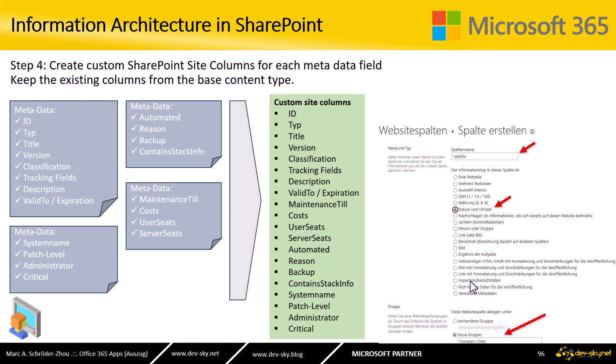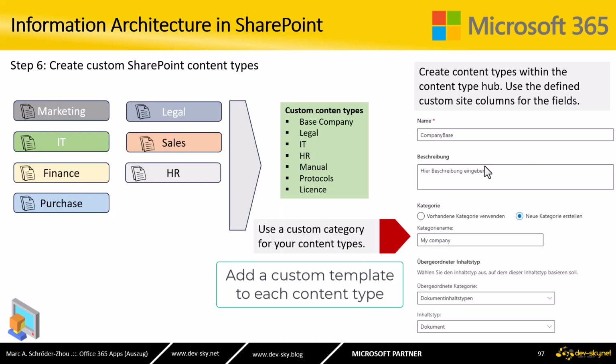And for organization, you should put your own site columns in an own group. Then you can find site columns later easily. For a step-by-step guide, see my YouTube video in the description on how to set up site columns. In the next step, the content types must be created. This happens also in the content type hub.